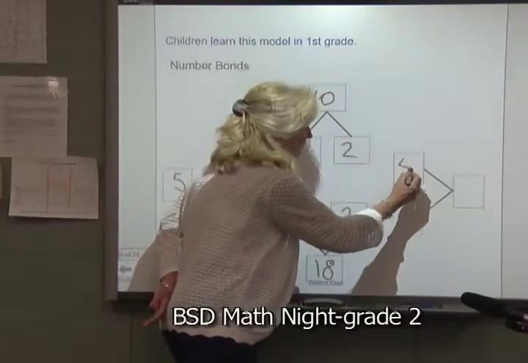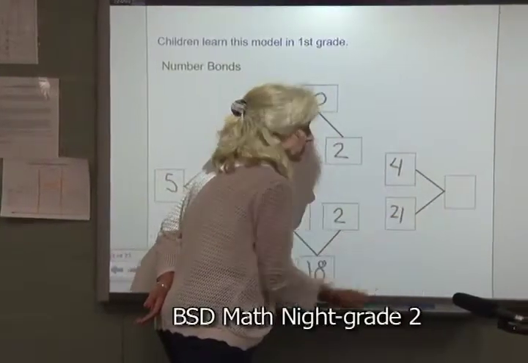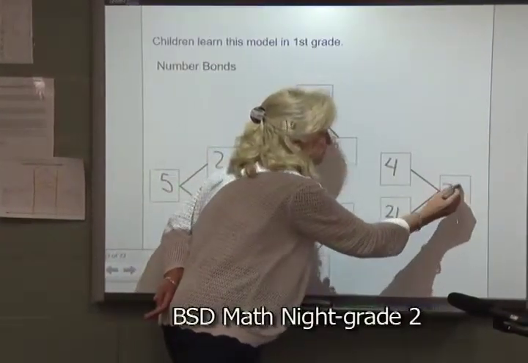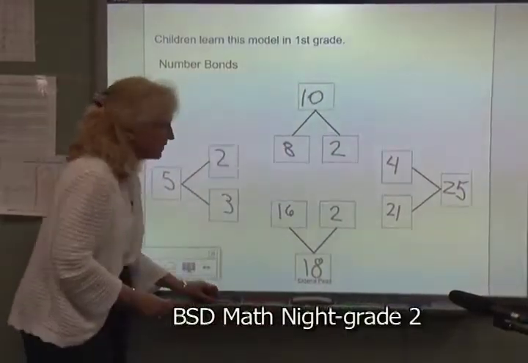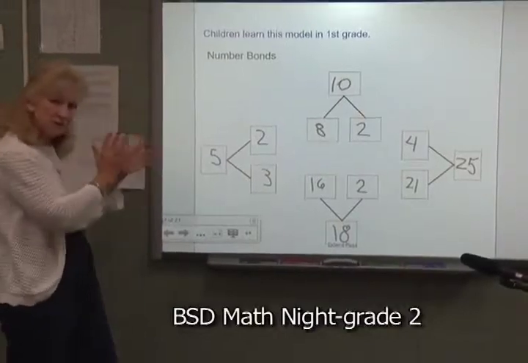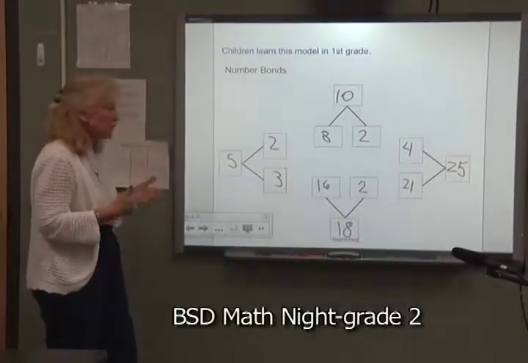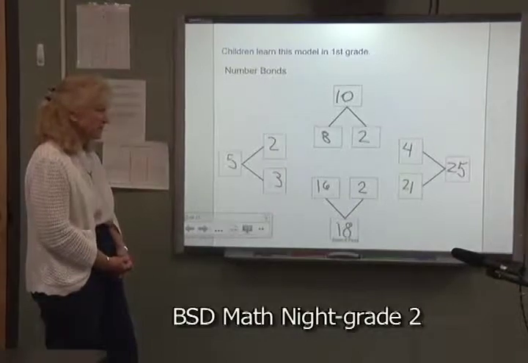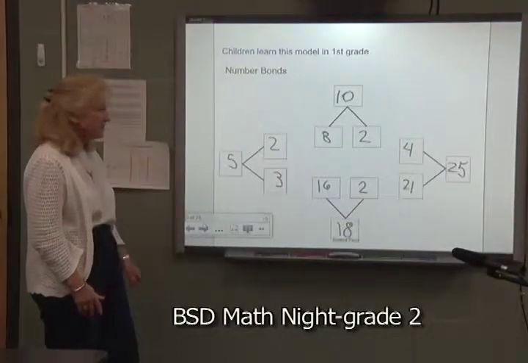Or first grade would work with that. So no matter where the arrow is positioned or what direction, it's pointing to the whole. Okay. But there's more. Sally?